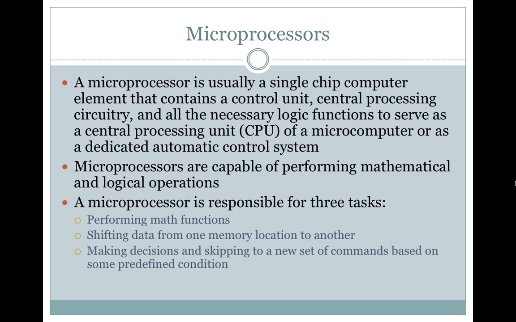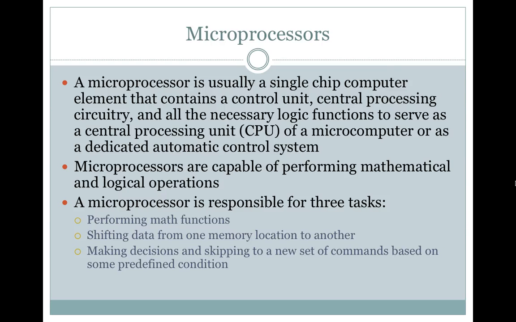Microprocessors. A microprocessor is usually a single-chip computer element that contains a control unit, central processing circuitry, and all the necessary logic functions to serve as a central processing unit of a microcomputer or as a dedicated automatic control system. Microprocessors are capable of performing mathematical and logical operations.